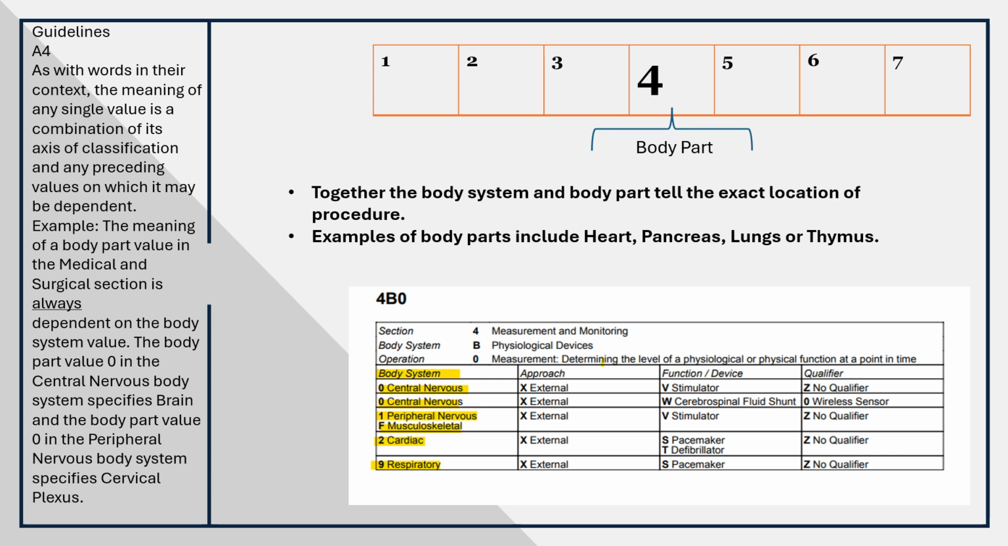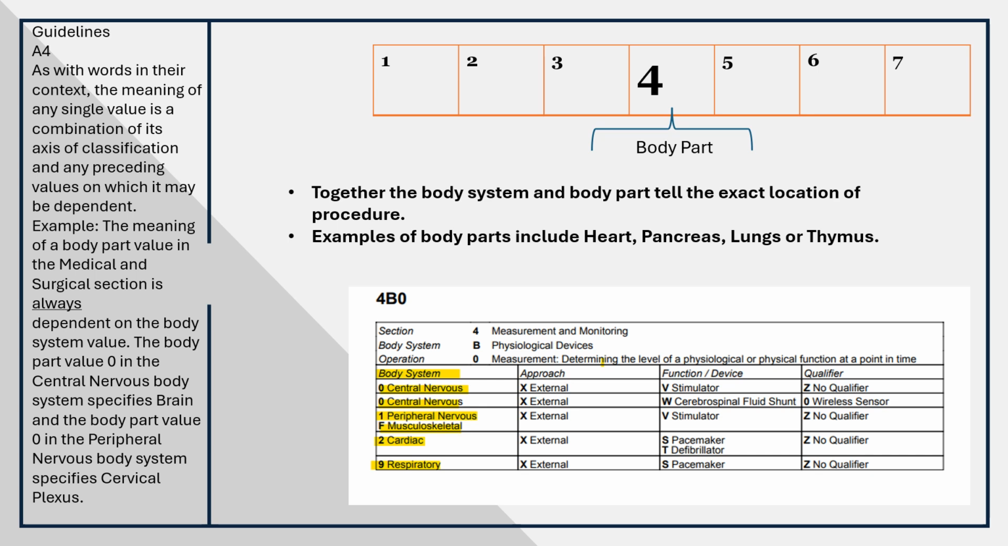Guideline A4: almost always, certain character values are a combination and dependent upon any preceding value. Basically, the body part will depend on what the body system value is. For example, if the body system is nervous system, the body part could be spinal cord. See how they relate?